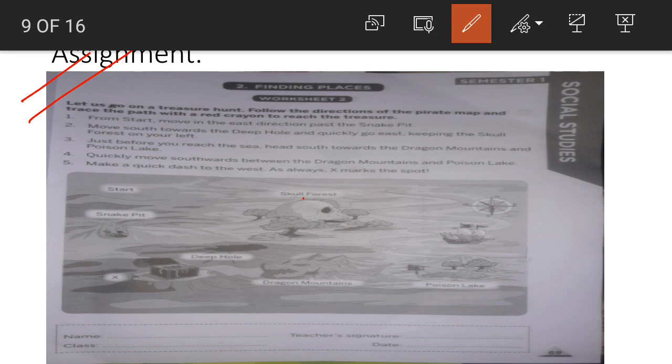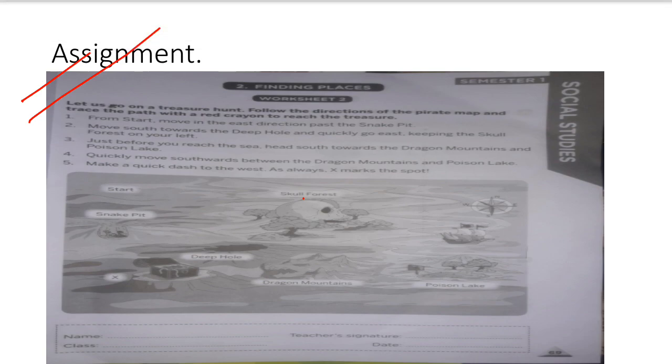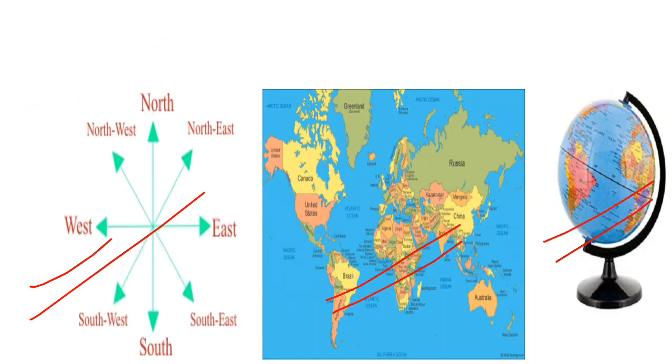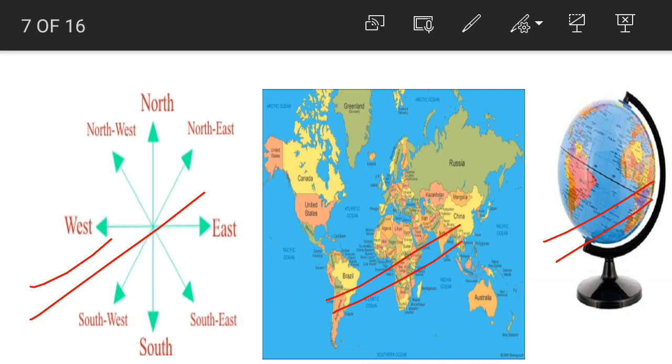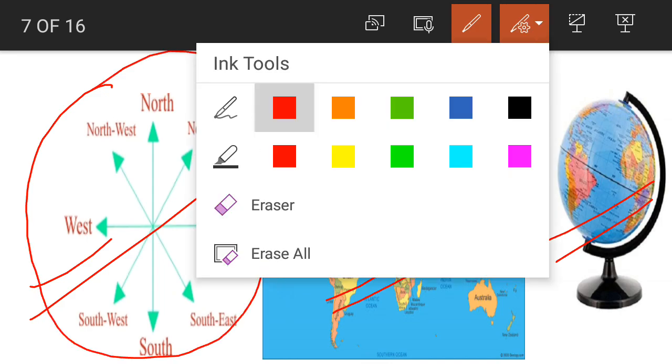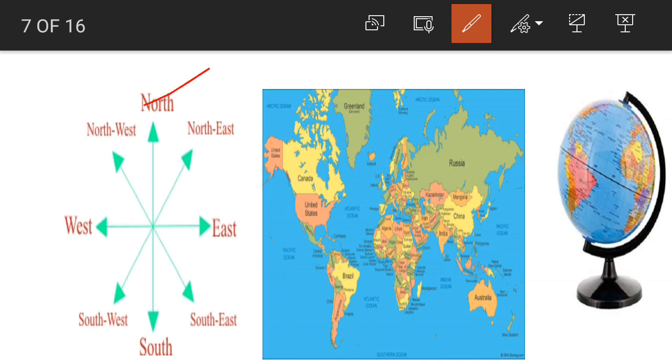So this is an assignment for you. Do it by yourself. And I request all of you to find out the direction. I request all of you to use this picture. See here, all the directions are given here. According to this, you can label it.